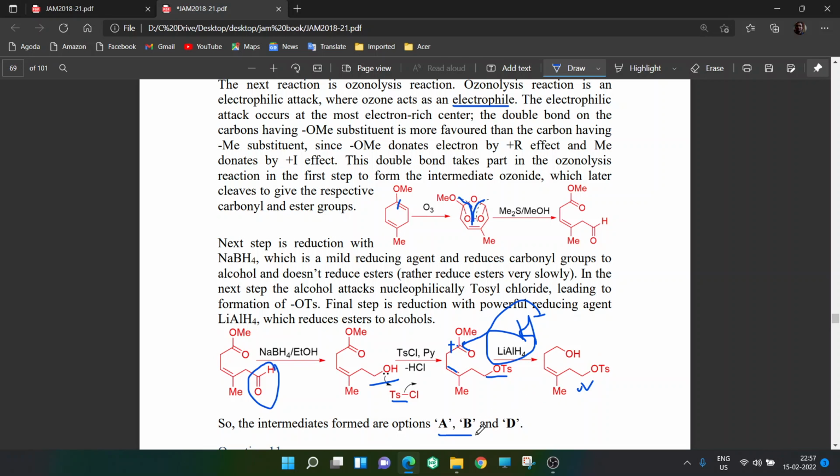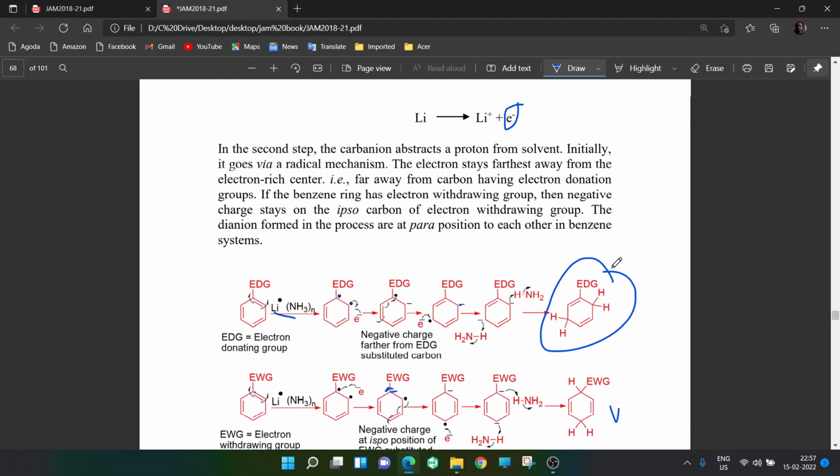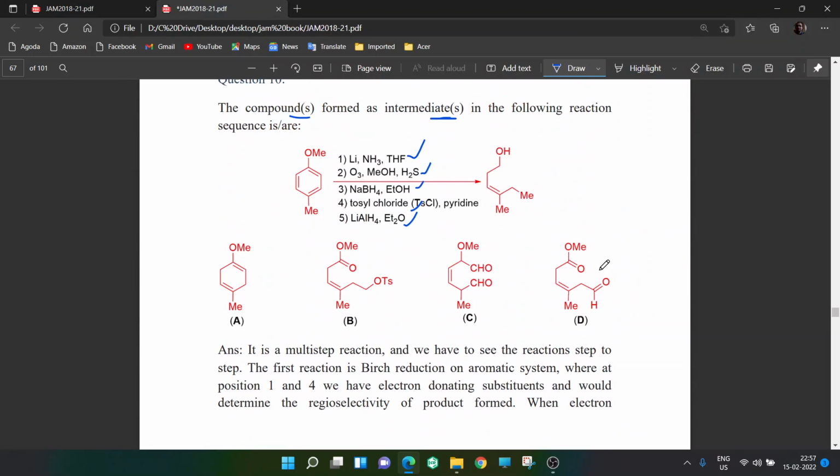So the intermediates are A, B and D. Let us look into them. Options A, B and D. So this was the first one which formed after reduction with this one. Then B we saw after tosylation, that means here, and then D was there when we had done this ozonolysis, right? When we did ozonolysis, we got this. So A, B and D, C was not there, okay.